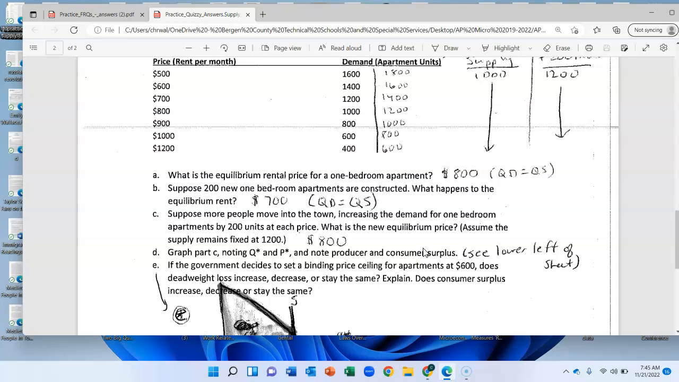What is the producer and consumer surplus? And for part E, if the government sets a binding price ceiling for apartments at 600, what happens to deadweight loss? Does it increase, decrease, or stay the same? Does consumer surplus increase, decrease, or stay the same?